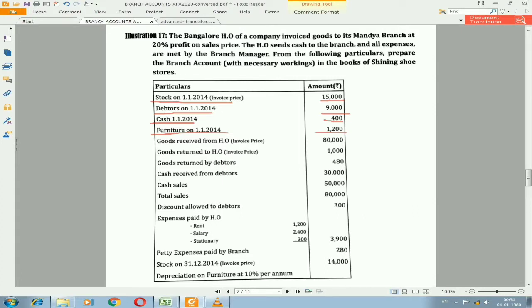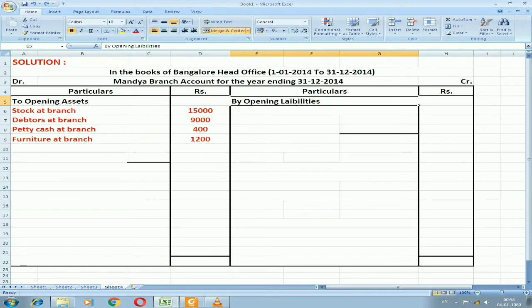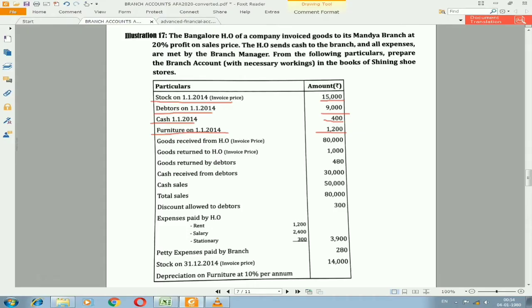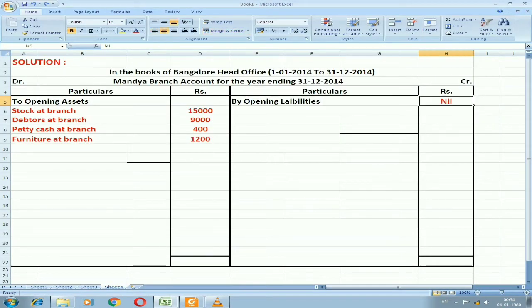Let us go with the next item we are supposed to record under branch account, which is opening liabilities. As you can see in the illustration, we don't have any opening liabilities. Usually the creditors and outstanding expenditures will come. We don't have any of that.